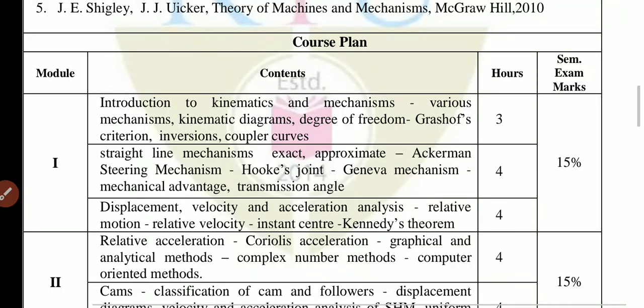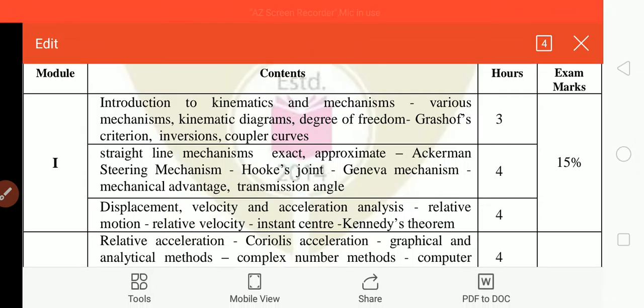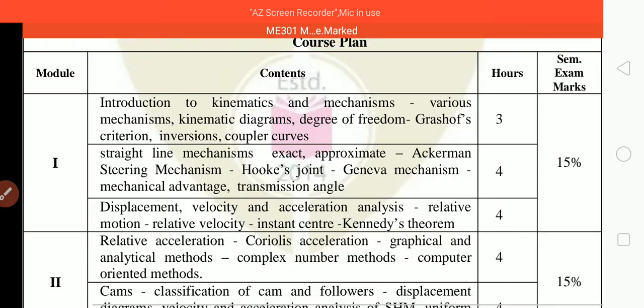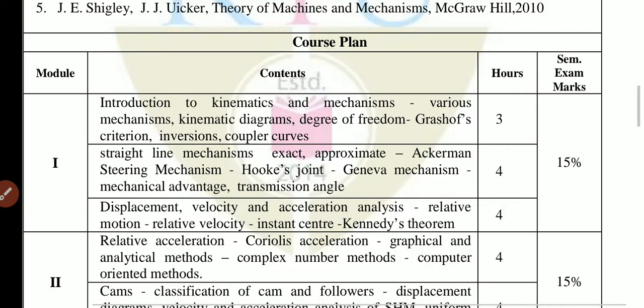So the next one is the course plan. The course plan is nothing but how the syllabus is divided into a number of modules. We have seen the syllabus earlier. That syllabus has been divided into 6 modules. That is what the course plan is.